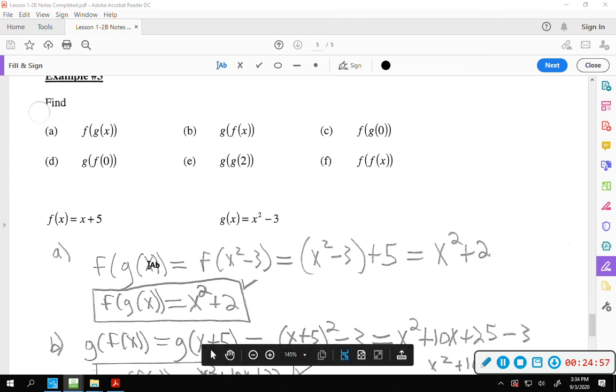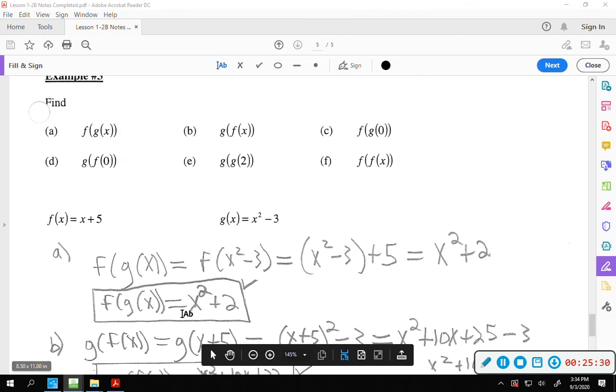When I look at f of g of x, x is being inputted into g. If x gets inputted into g, x squared minus 3 comes out. But now this is the new input into the f machine. And the f machine says input plus 5. This is the new input. Plus 5 is x squared plus 2. Always write it like this as an equation.